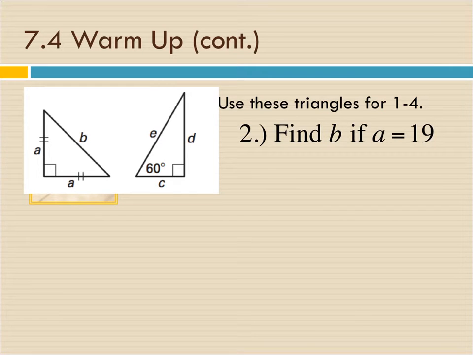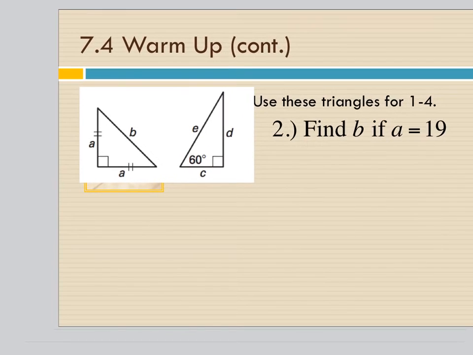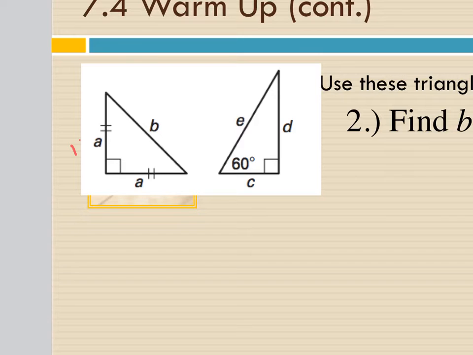All right, number 2 says find B if A is 19. So this time, here's the 19. This again is A, A, and this is A root 2. So B would be what? 19. Good, 19 root 2.